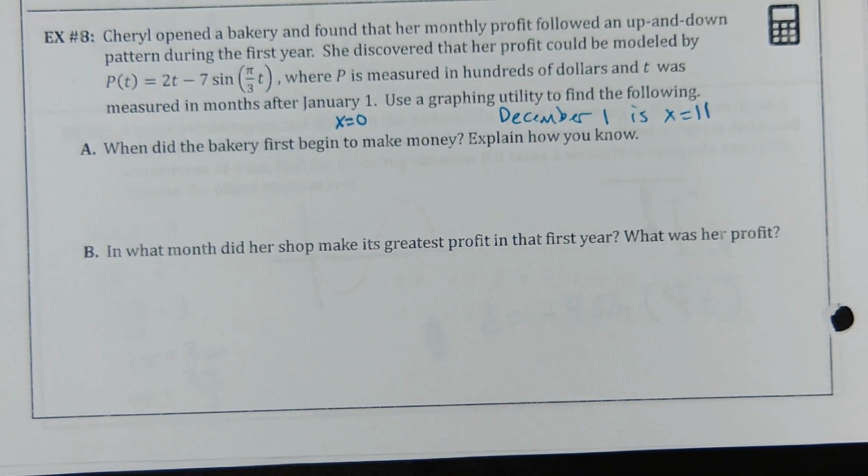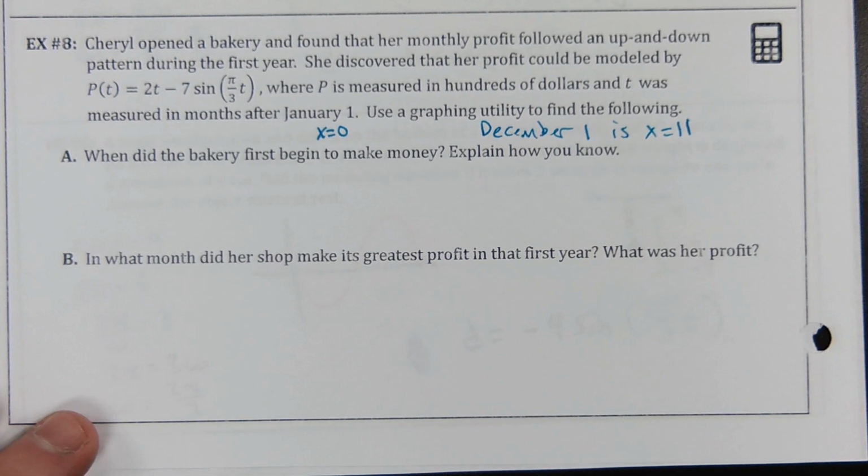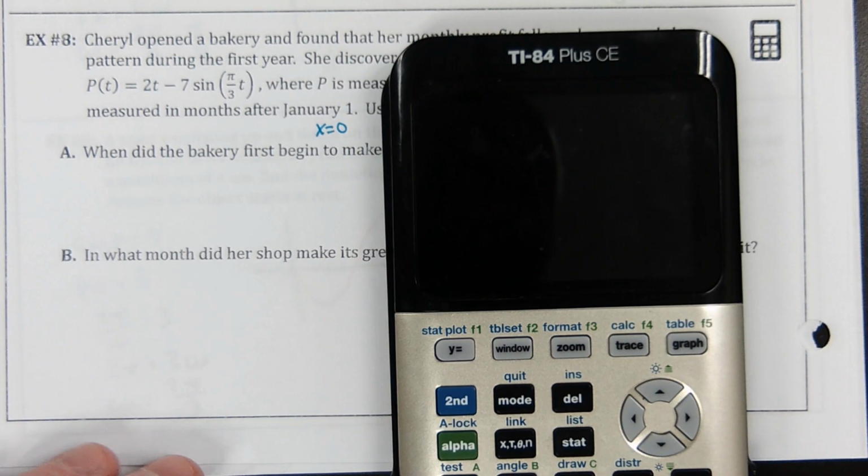So what is x equals 12? It's January 1st of the following year. Cool with that? All right. It says, when did the bakery first begin to make money? And explain how you know. And it says use a graphing utility, so we're going to go directly to graphing calculator.